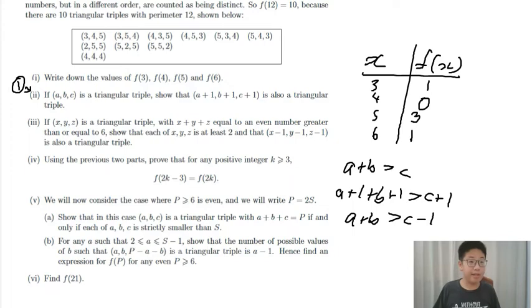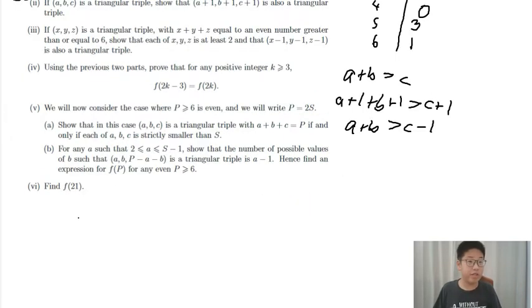If x, y, z is a triangular triple with x plus y plus z equal to an even number greater than or equal to 6, then each of x, y, z is at least 2. Obviously you can do it the hard way, assuming that one of the sides is 1, but we are going to do it something a bit easier.